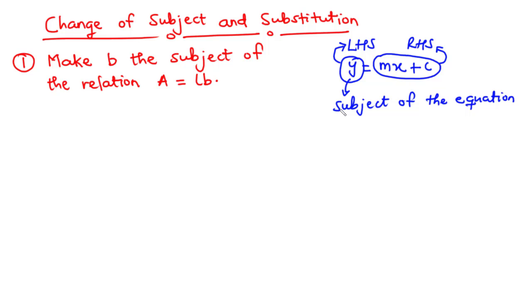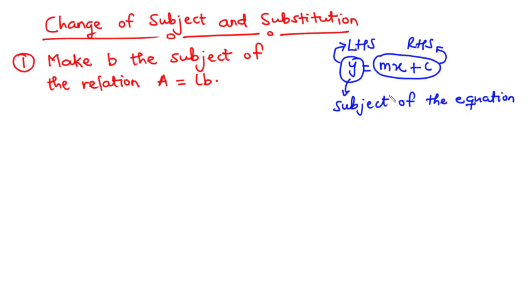Now we can decide to rearrange this same equation so that we have another variable other than y being the subject. If we rearrange this equation such that either m, x, or c is standing alone, then we say that we are changing the subject of this equation or relation. So basically that is what we are going to do today.